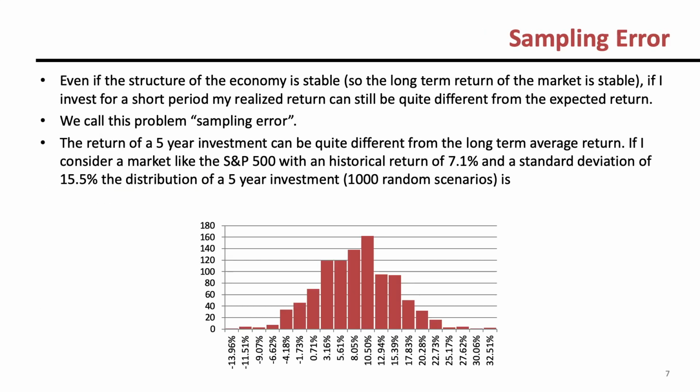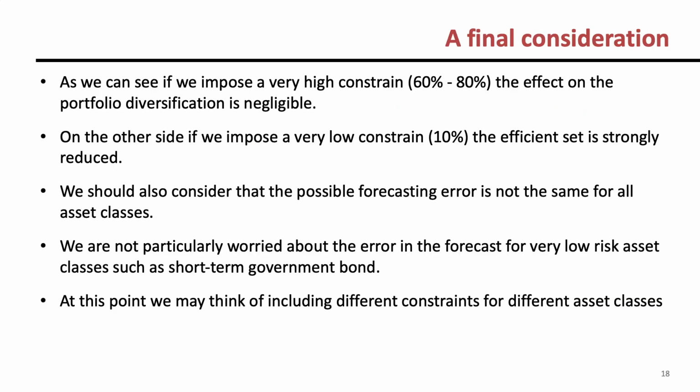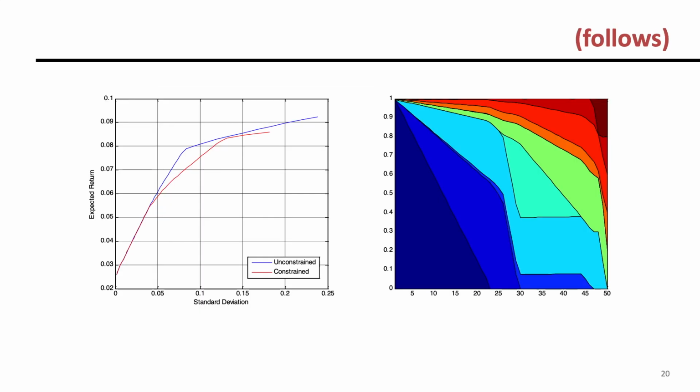And so it would be a much smarter idea, instead of applying the same constraint to every asset class, to do something a little bit smarter. For example, we could use differential constraints. And we can say, look, maximum weight is equal to 100% for the safe bond, 30% for the bonds that look a little bit riskier, and 20% for every asset class. For example, if I do that, I'm going to get something like this. And this makes much more sense.